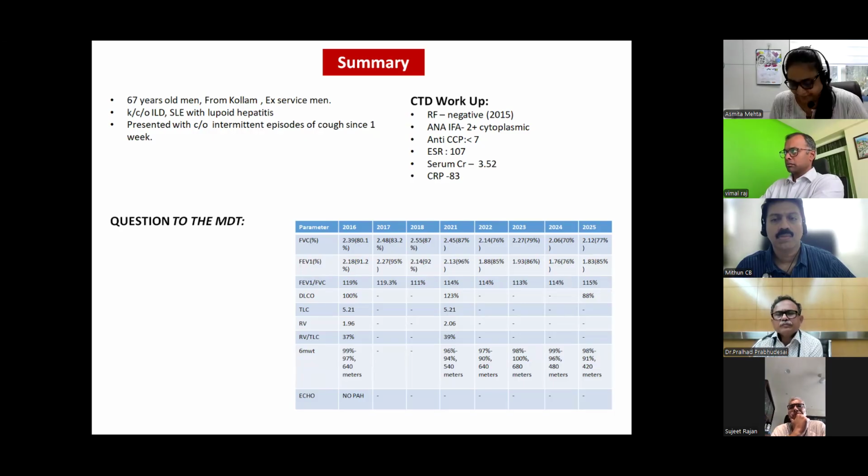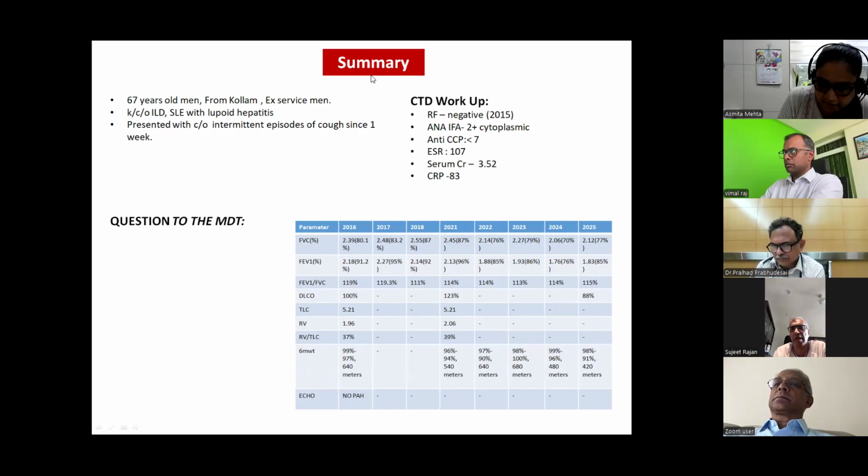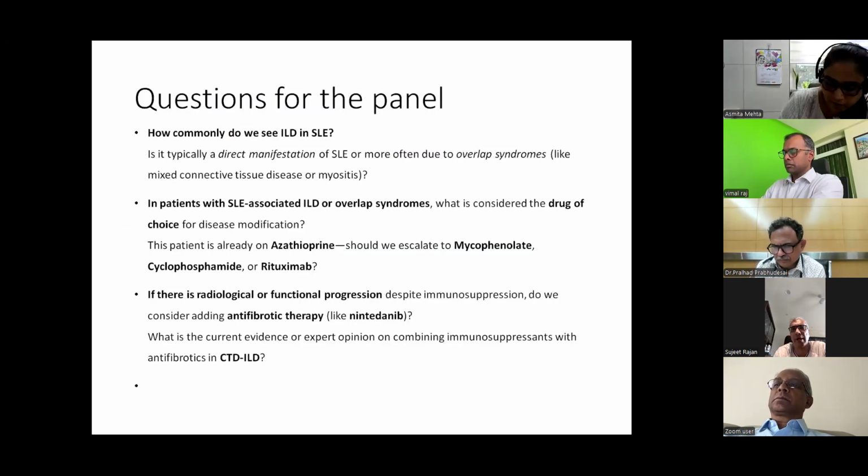Yeah, Rajan sir. So, Asmita, the two things here. One is that the incidence of ILD in lupus is not common. And I agree, it's probably around 5%, less in some reports, 2 to 3% actually. I agree with Mithun and Prahlad that we need to change the drug, and I think that should be the first thing to be done.